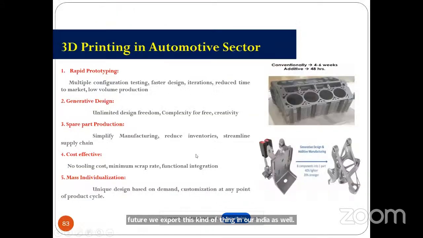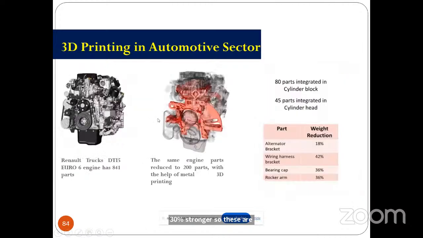So, automotive sector, why is 3D printing used in automotive? We can reduce the time, and also we can use the concept called generative design or topology optimization, and make these 8 components you can integrate into one part and make it 40% lighter, 20% stronger. So these are some ideas used in automotive.